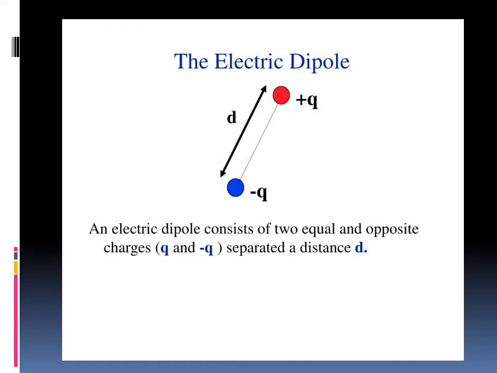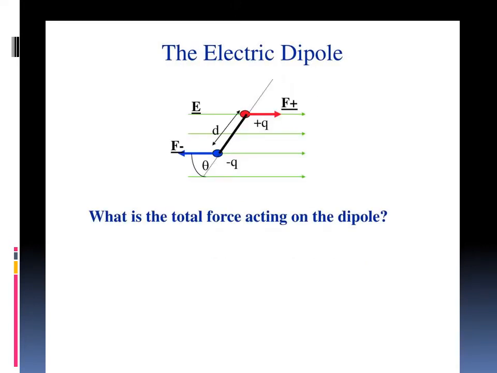If we talk about a dipole, dipole means two charges making two poles of any equipment, right? So an electric dipole consists of two equal and opposite charges, positive q and minus q, separated by a distance d. Next, this dipole has its own electric field. But if we place this dipole in an external electric field, then what will happen?